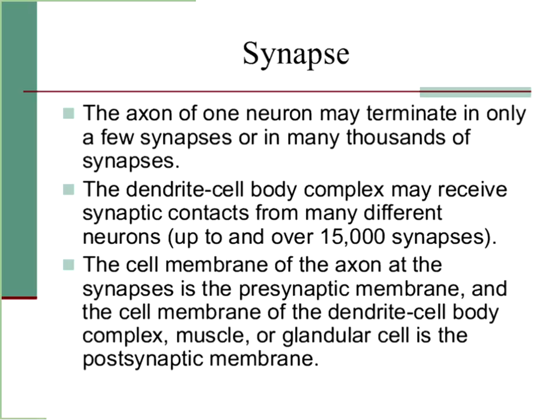Okay. The axon of one neuron may terminate in only a few synapses or many thousands of synapses. And if we look at this on page 153, you see you've got telodendria coming off of these axons, and you've got boutons at the end of those telodendria. So we could have thousands of different synapses that occur. A dendrite cell body complex may receive synaptic contacts from many different neurons, up to over 15,000 synapses.